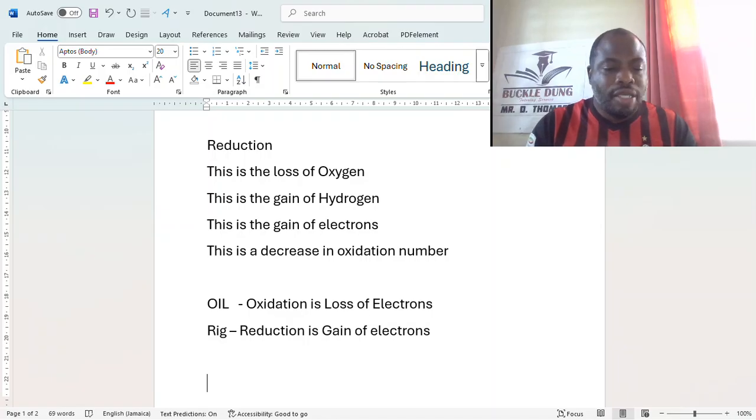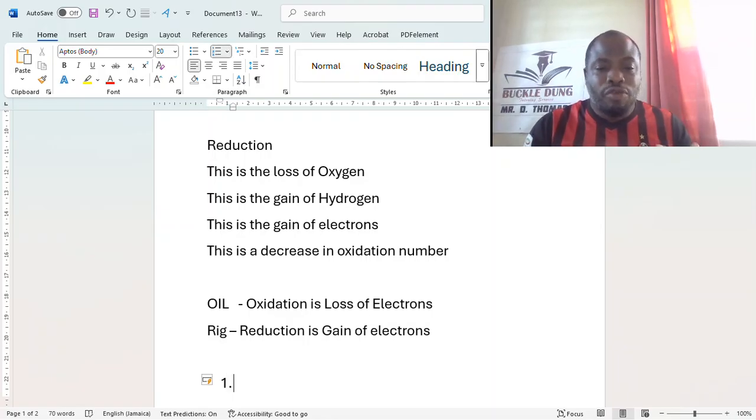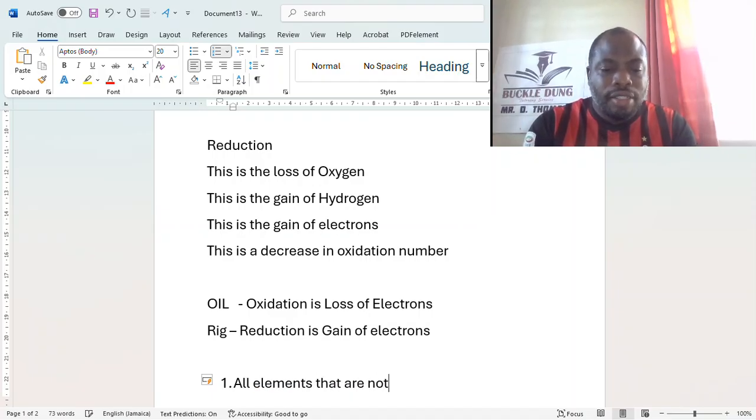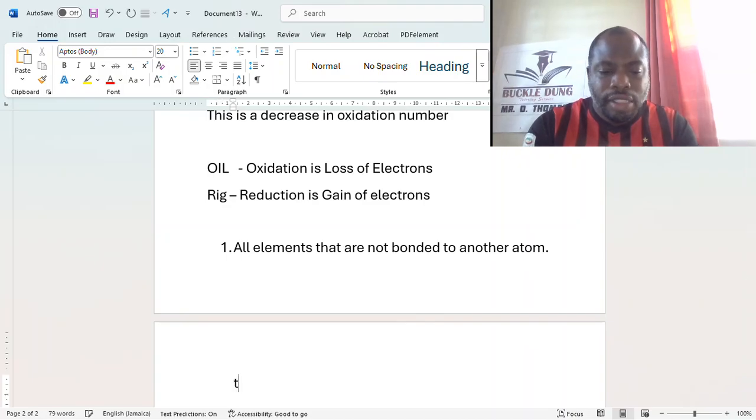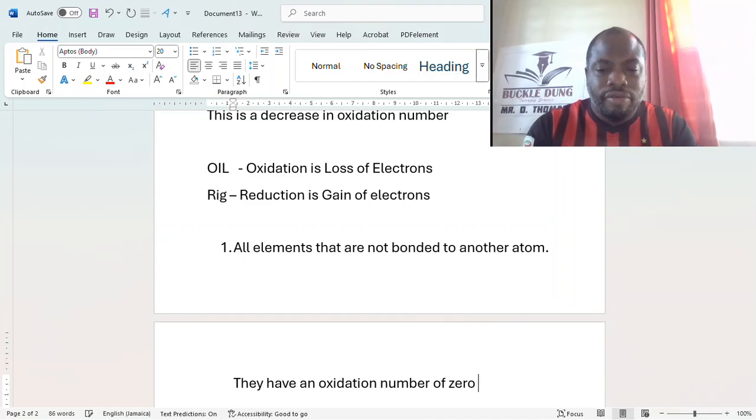So we're going to quickly learn how to assign or determine the oxidation state. What are some of the rules? So the first rule: all elements that are not bonded to another atom have an oxidation number of 0.